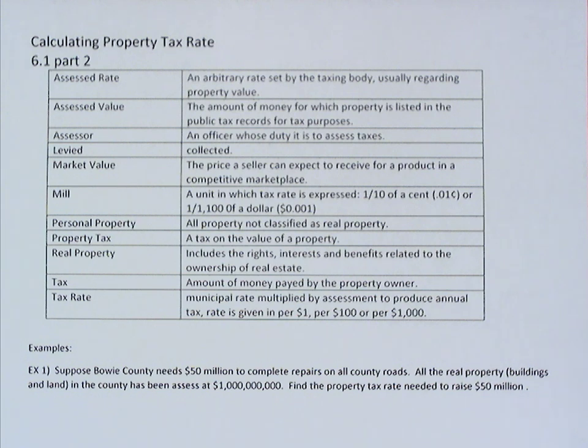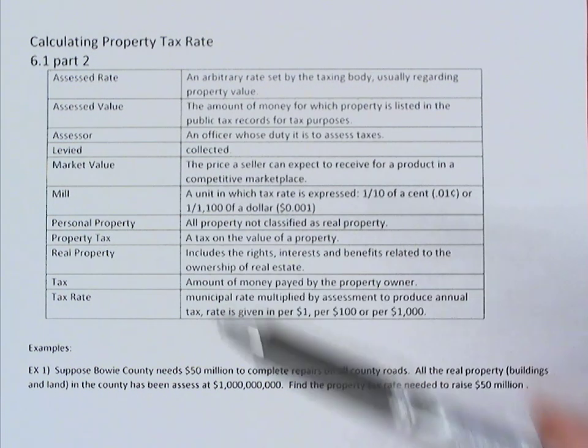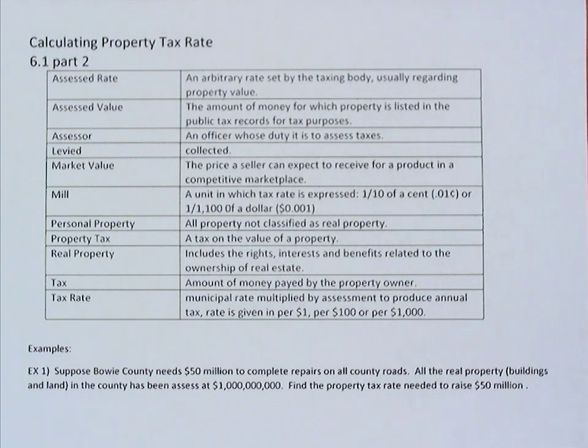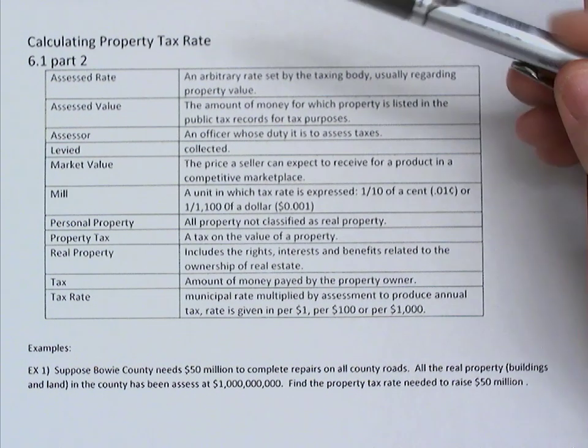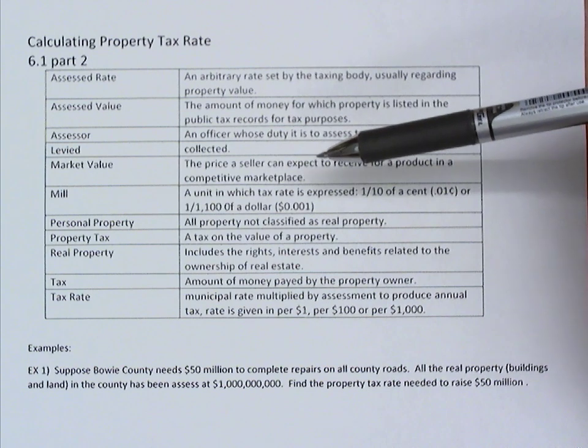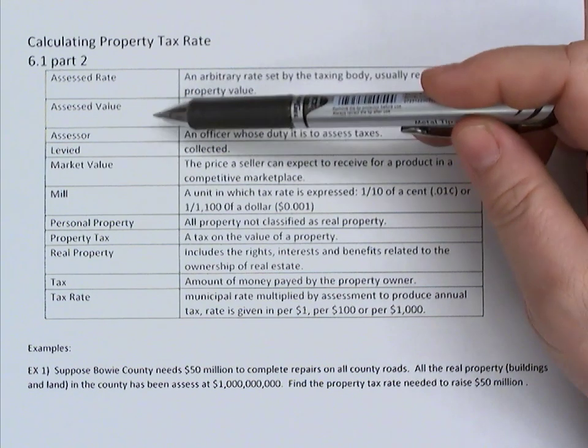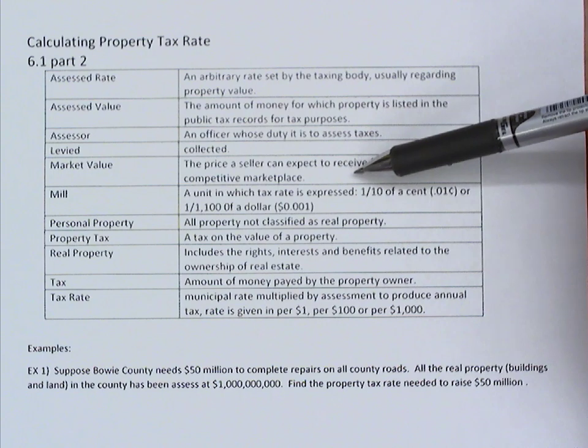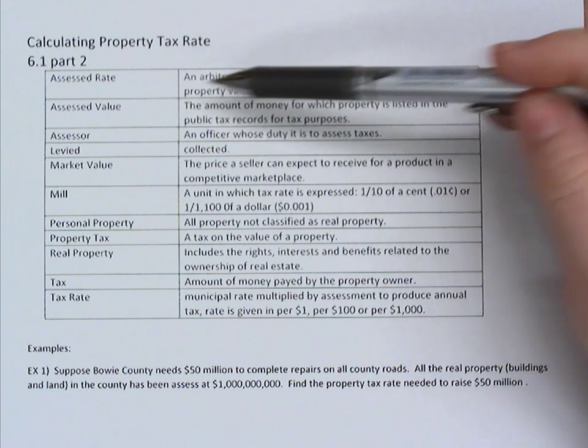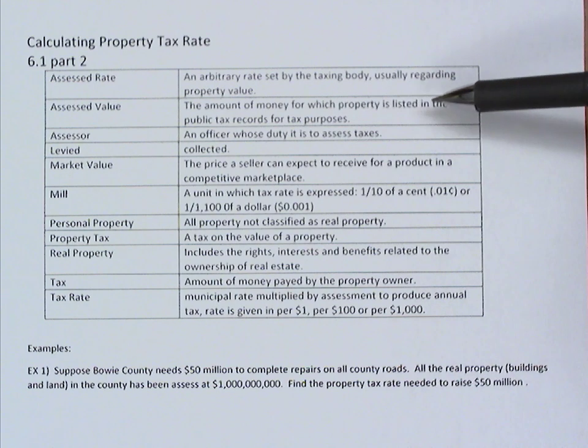In this section, we're going to look at calculating property tax rate. So again, this is information that we've used before from looking at calculating property tax. Things you need to be familiar with: the market value is what the seller can get if they choose to sell it to somebody else who wants the property, but the assessed value is what the public record indicates the property is worth.